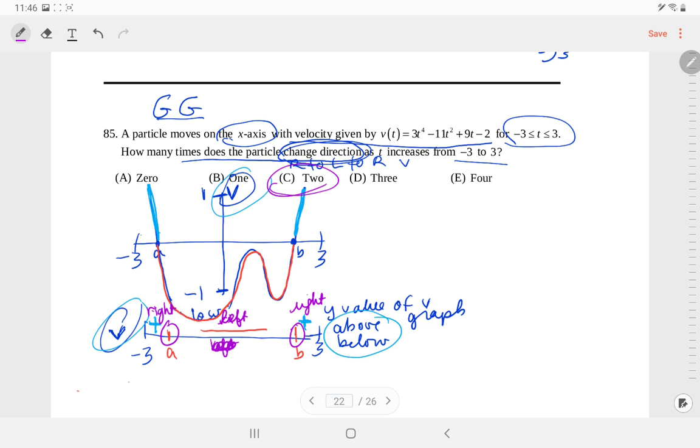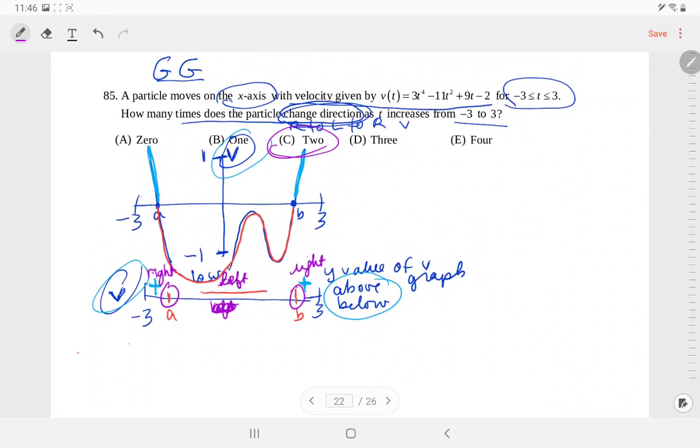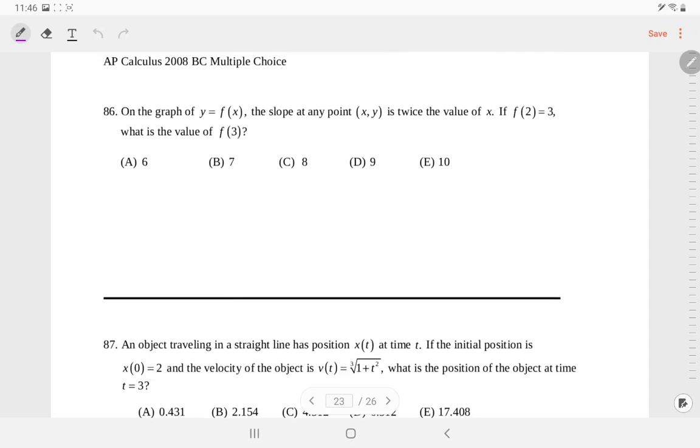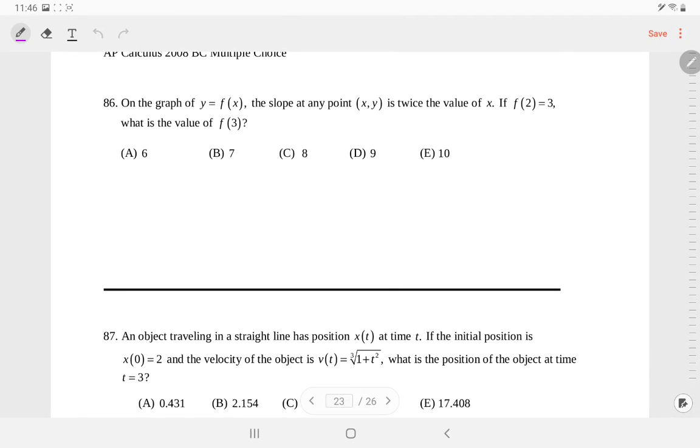Okay, okay. Twice. Okay, good. So let's go to the next one. On the graph, the slope at any point is twice the value. Okay, slope twice the value of x. Oh, so m is 2 times x. I'm going to call m dy dx because I feel like this is a separation of variables problem. If f of 2 is 3, what's f of 3?